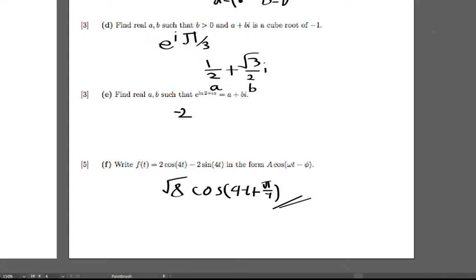So let's just go to the final problem. Problem 5. Okay. There. There you go.